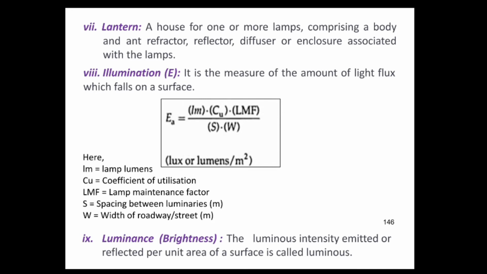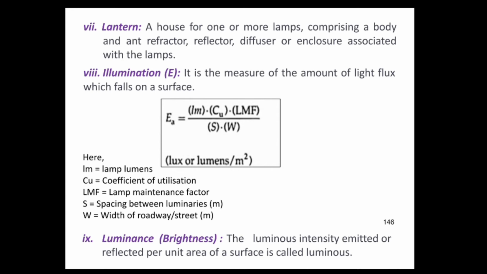The example we have discussed earlier. Next is lantern. It is a house for one or more lamps, which will comprise a body and a refractor, reflector, diffuser or enclosure associated with the lamps.